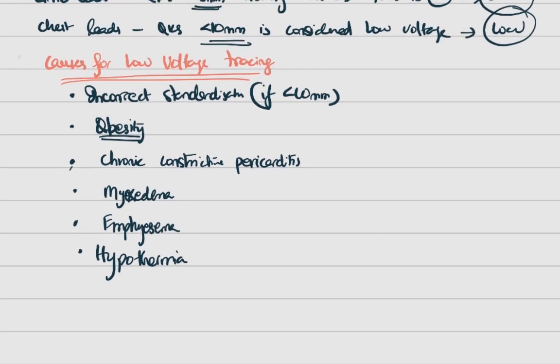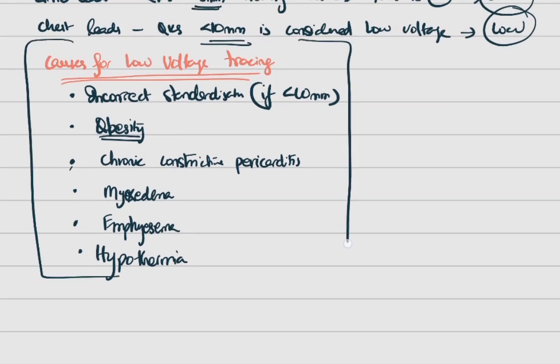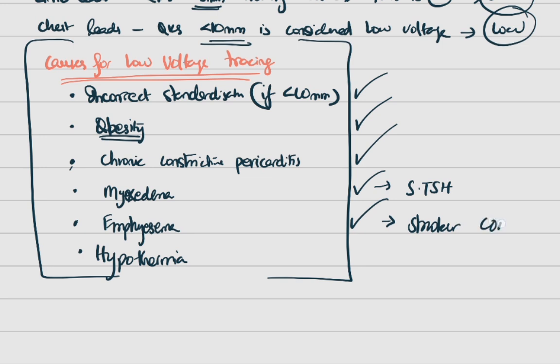So these are the common causes for low voltage tracings that we need to see. These are very commonly encountered in clinical practice. So you must always check the standardization. Then you have to ascertain whether the patient is obese or not. If there is constrictive pericarditis or myxedema, then you have to do a serum TSH. In emphysema, you can have smokers, chronic COPD patients. In all these cases, you check for hypothermia at last. So these are the common conditions where you can get low voltage tracings.